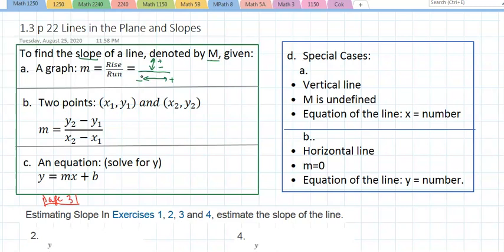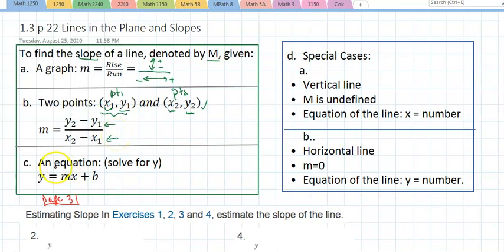So if I'm given a graph and I want to find the slope, I pick any 2 points on the graph. It's always left to right. How many units do I rise from one point to line up with the second, which means up or down, and run left to right? I could be asked to find the slope of a line given 2 points. If I'm given 2 points, I label the first point x1, y1, and I label the second point x2, y2. And the slope will be y2 minus y1 over x2 minus x1 in that specific order.